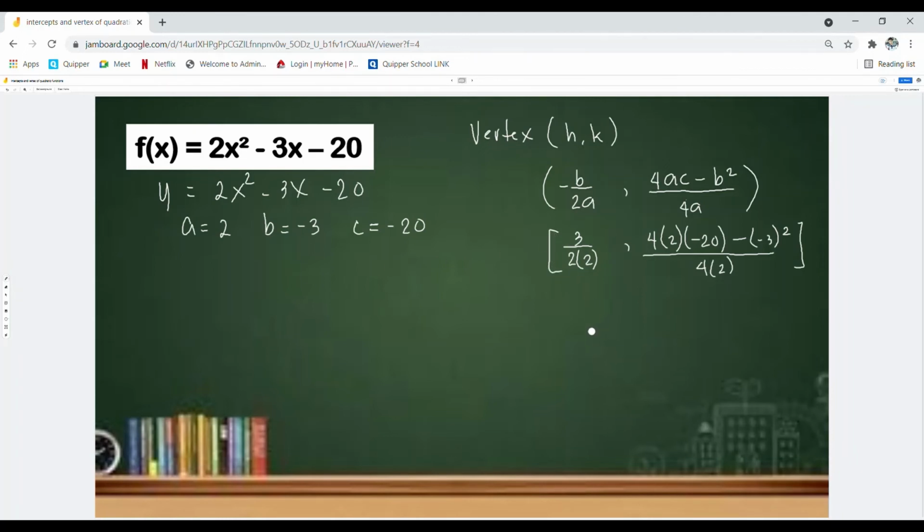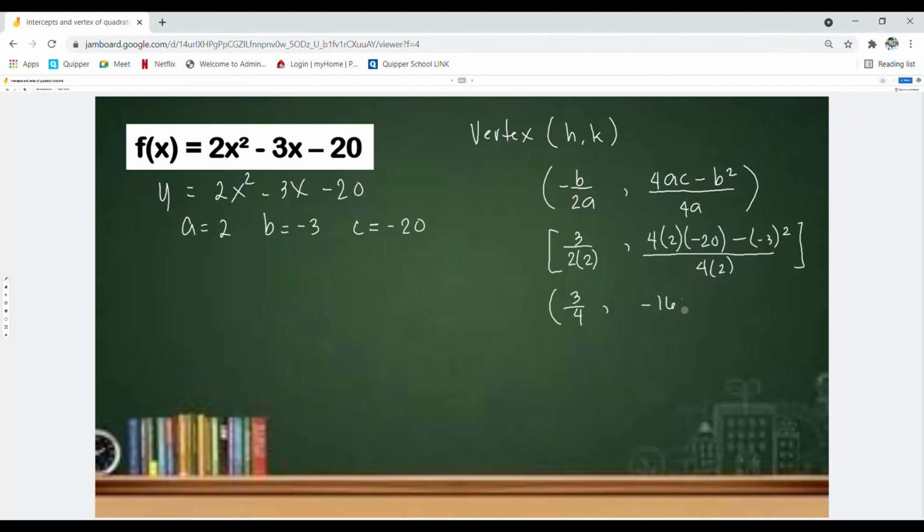And so we can solve now for h and k. If you were able to plug in correctly the values, here it's a 2, it's negative 20 for c, and negative 3, that's right. So here you can easily solve for h now. Your h is 3/4. That's for your h already. Now let's simplify this so that we can get our k. You have 4 times 2 times negative 20, so that's negative 40 times 4 is negative 160.